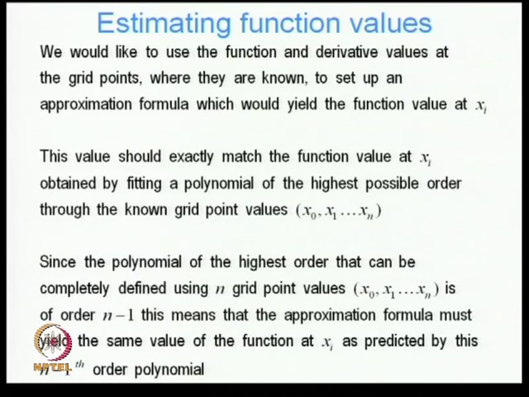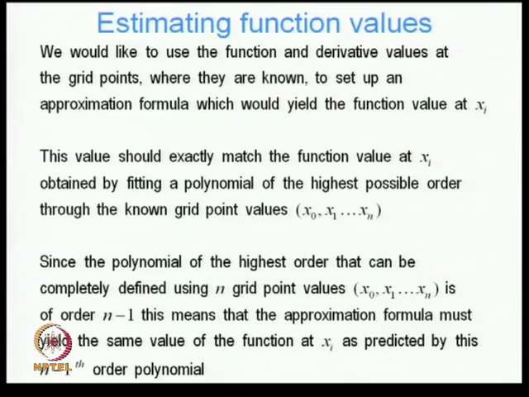So, what we would like to do is use the function and derivative values at the grid points where they are known to set up an approximation formula which would yield the function value at xi, where the function value is unknown. Now, the criterion is that this value should exactly match the function value at xi obtained by fitting a polynomial of the highest possible order through the known grid points x0, x1 through xn.